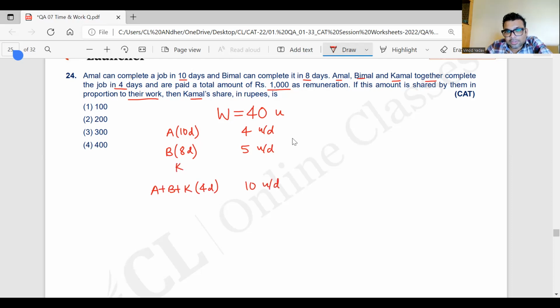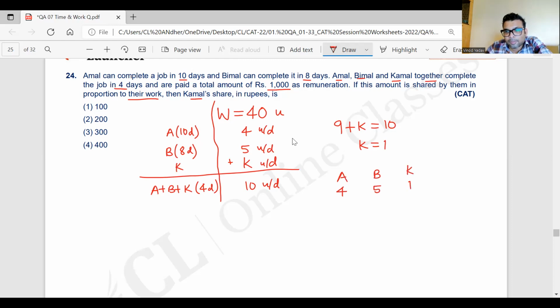So from here we will get Kamal's efficiency. Suppose I'm writing K for Kamal. So 9 plus K is 10. So K is 1, right? So Amal's efficiency is 4 units per day, Bimal's efficiency is 5 units per day, and Kamal's efficiency is 1 unit per day. So this 1000 will be split in the ratio of 4 to 5 to 1. Kamal's share is 1 out of 5 plus 4 plus 1, 10. So 1 tenth of 1000 is 100. So Kamal's share is 100.